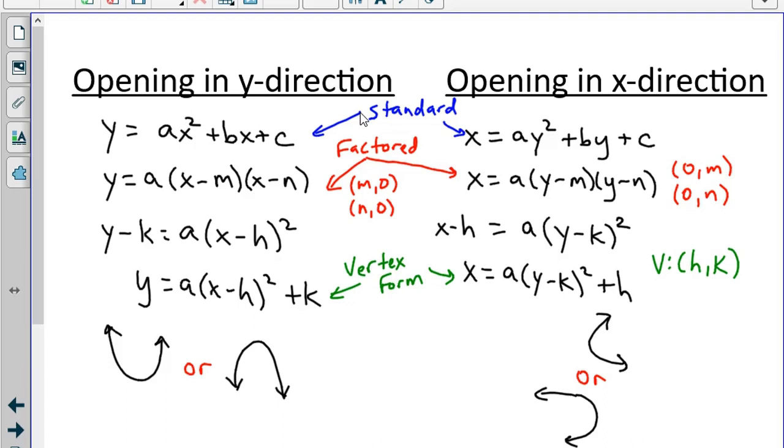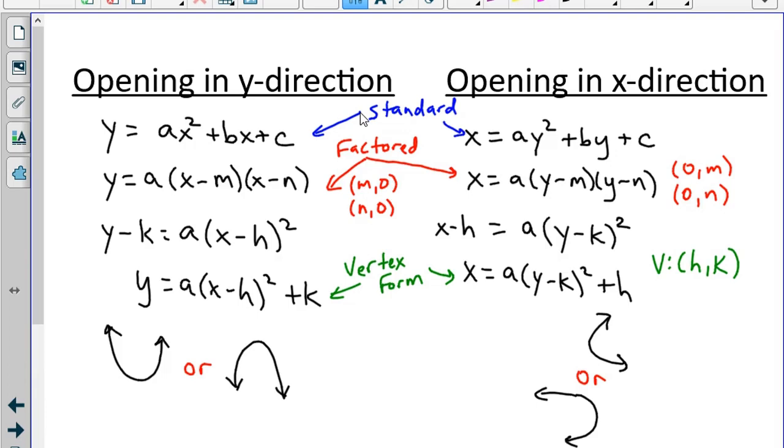Also, just like when we first learned about parabolas, there may be sometimes where these parabolas don't actually intercept the x or y axis at all. If it's opening in the y direction, it will for sure have at least one y-intercept. If it's opening in the x direction, it will for sure have at least, well, I shouldn't say at least. If it's opening in the y direction, it will have exactly one y-intercept. If it's opening in the x direction, it will have exactly one x-intercept.